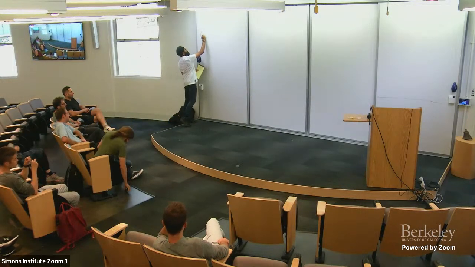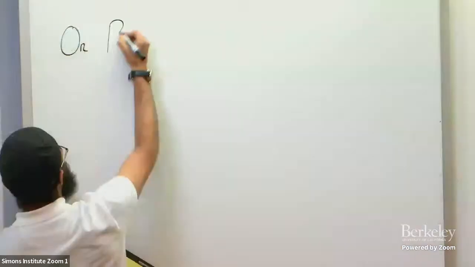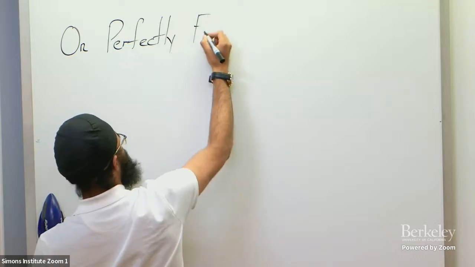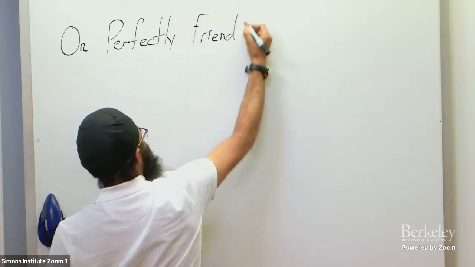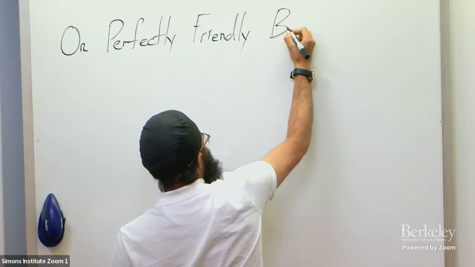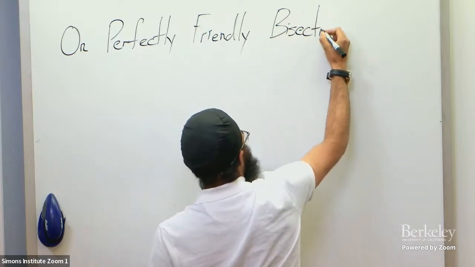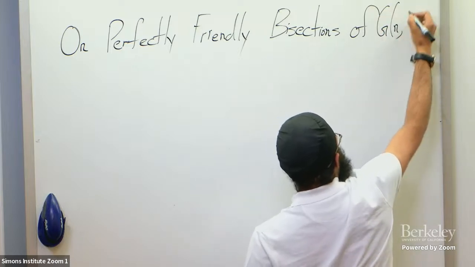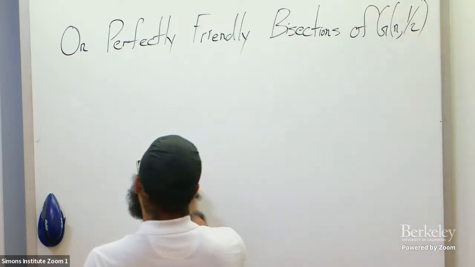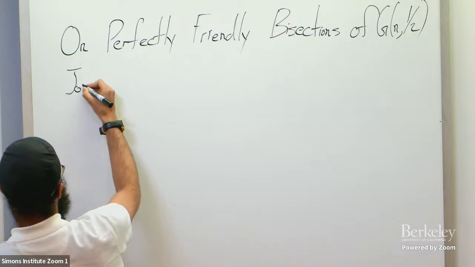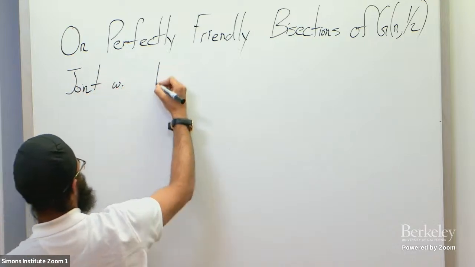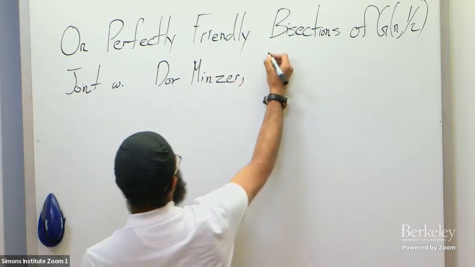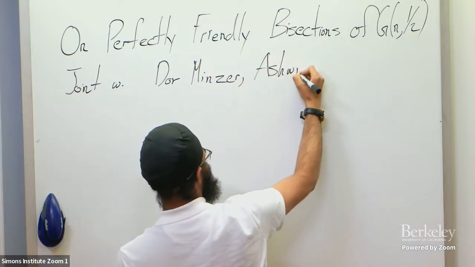So I'll be discussing perfectly friendly bisections of G(n,1/2). And everything I'm discussing today is joint work with Tor, who's obviously in the audience, and Ashwin, who's a fellow graduate student at MIT.